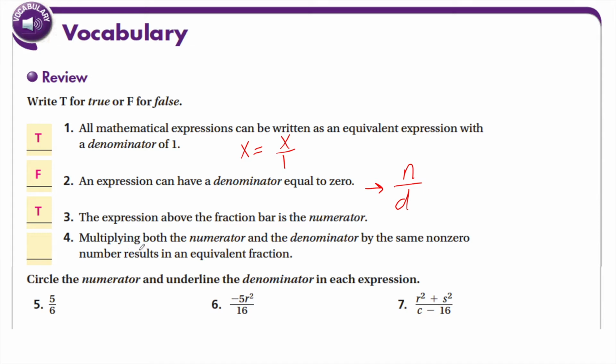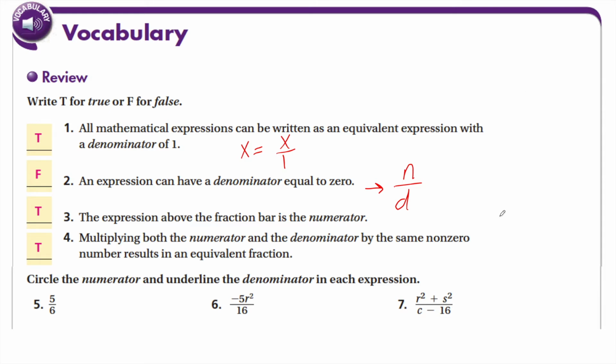Multiplying both the numerator and the denominator by the same non-zero number results in the equivalent fraction. Well, in this case, that's true. Essentially, all you're really doing when you want to figure out if these fractions are equivalent anyway is kind of reducing it down to its most simplified form.